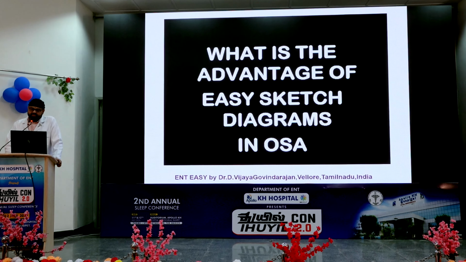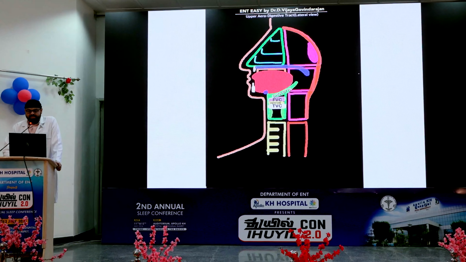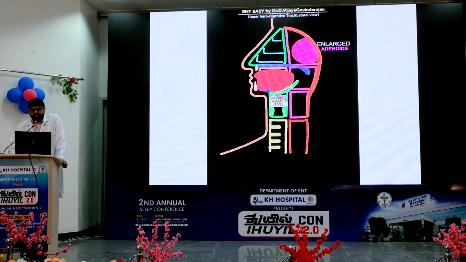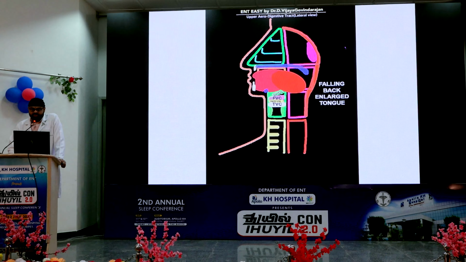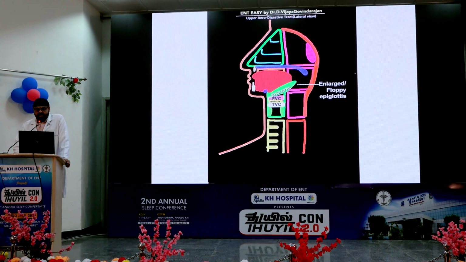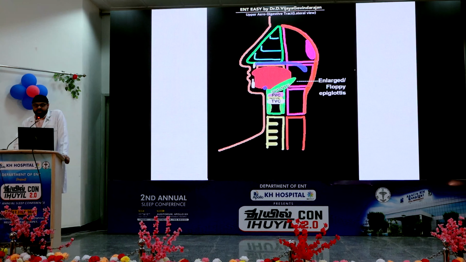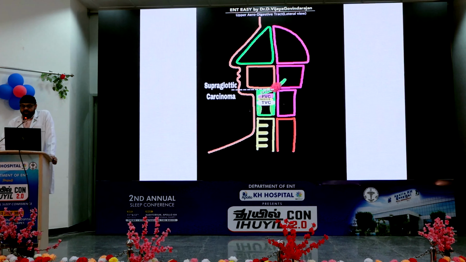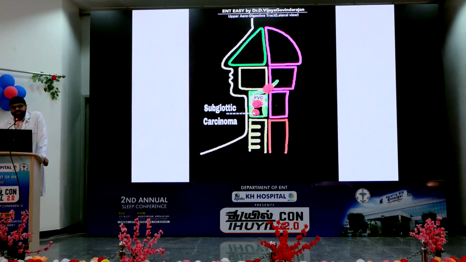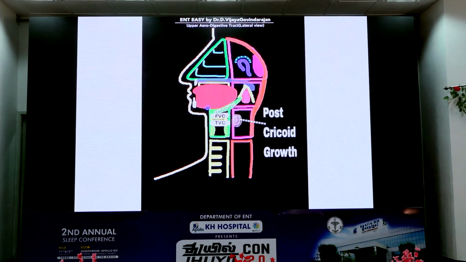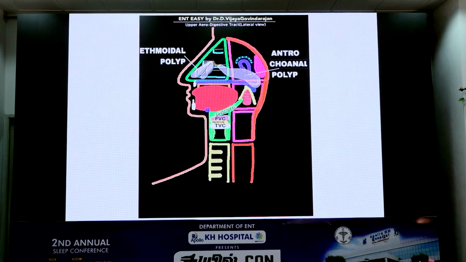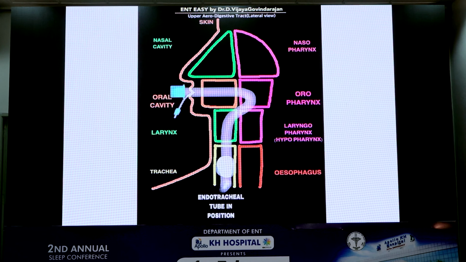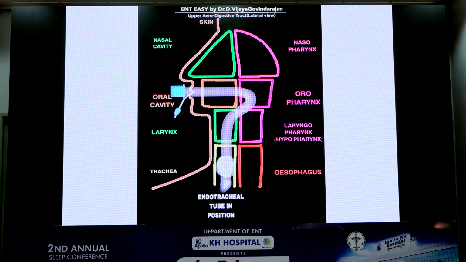So what are the advantages of these sketch diagrams in OSA? For example, if this is a diagram which we are having, we can always enlarge, adenoids can be shown, elongated uvula can be shown, falling back enlarged tongue, or enlarged or floppy epiglottis can be shown, and subglottic stenosis can be shown, supraglottic tumor, glottic tumor, subglottic tumor, transglottic tumor, or post-cricoid growth, antrochoanal polyp, ethmoidal polyp, everything in one particular easy sketch diagram which I have developed, and this is just to show what we are going to put.